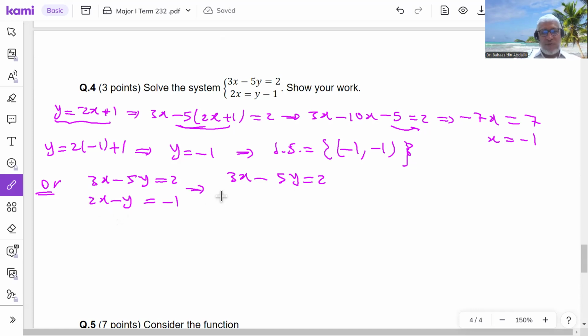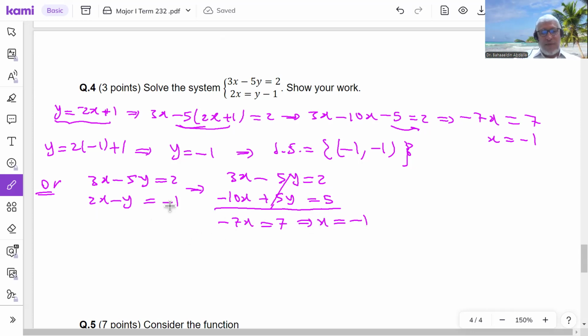The first equation, keep it as it is, and multiply the second equation by -5. So -5 times 2 is -10. -5 times -y is +5y. -5 times -1 is 5. Now, if I add the two equations, 3x minus 10x is -7x, and -5y plus 5y would be cancelled, and 2 plus 5 is 7. From here, I can get immediately the value of x, 7 over -7, which is -1.